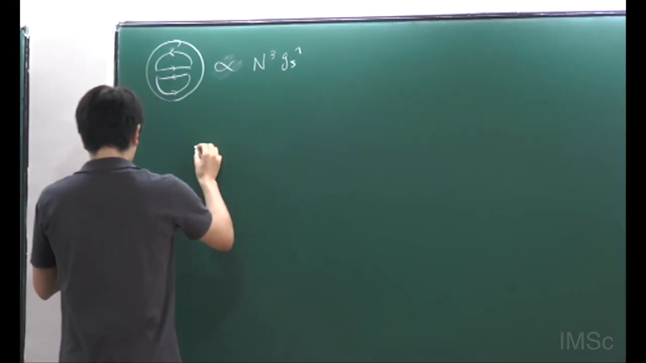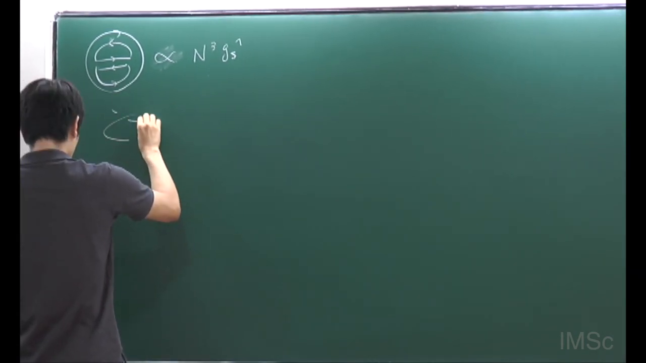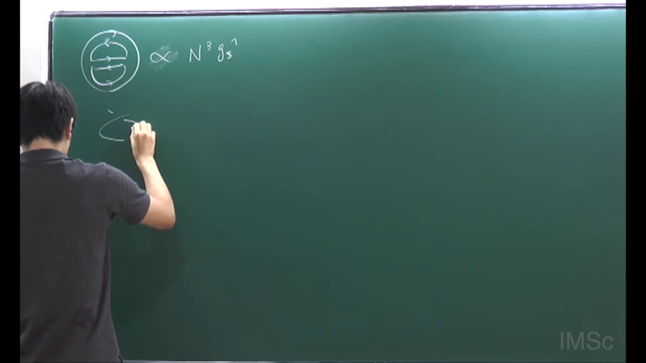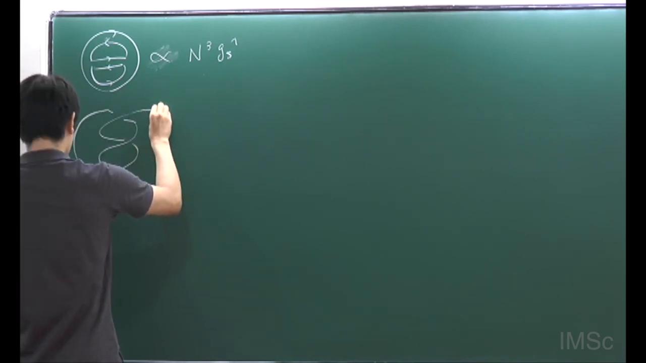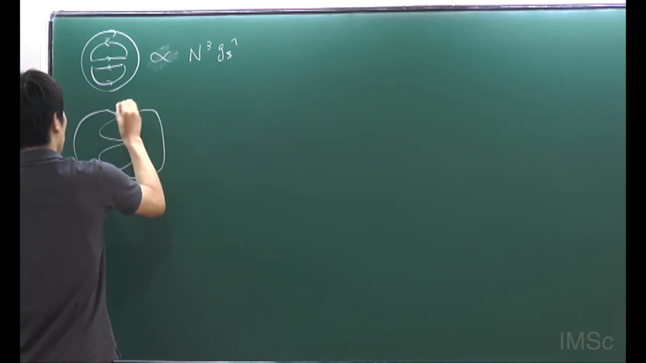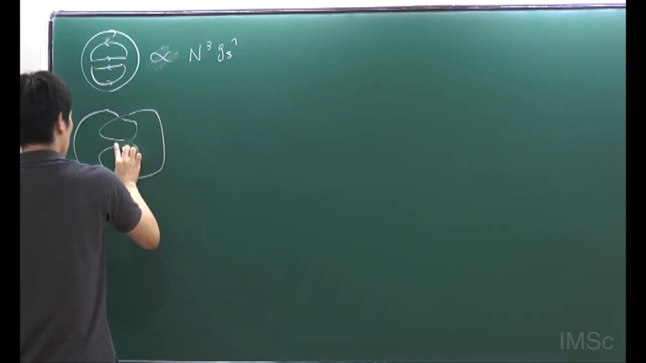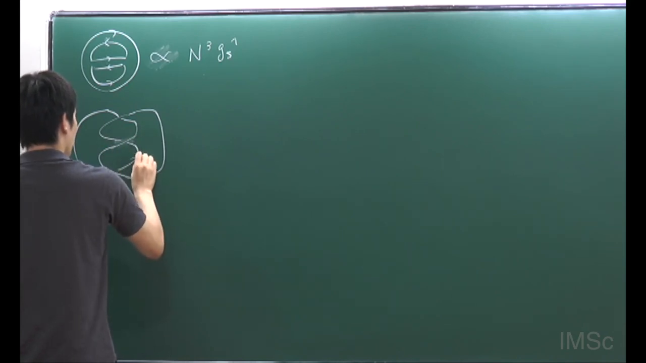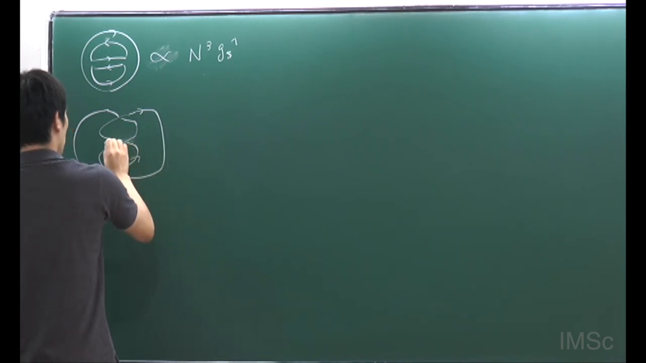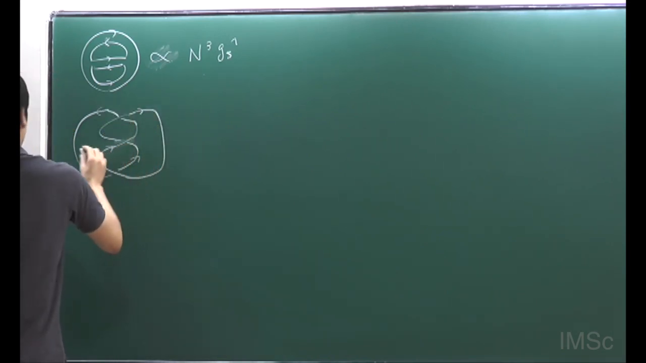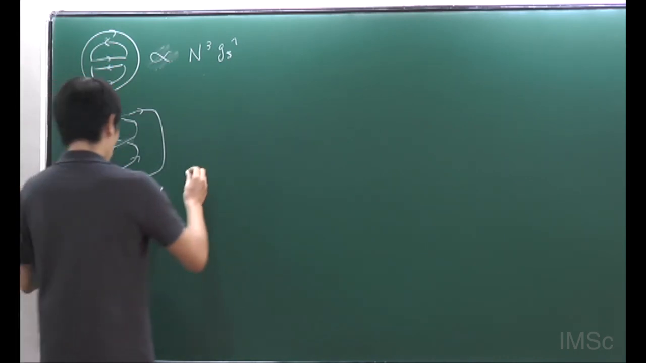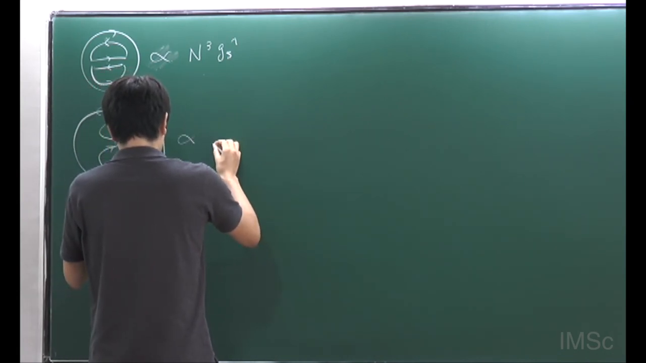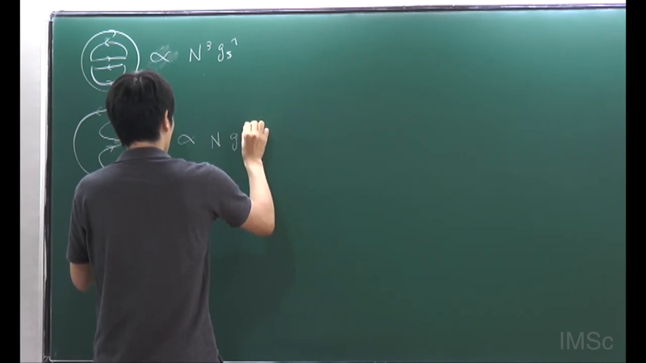As most people working on AdS/CFT know, you can consider the following graph. So this is a fat graph, but you cannot put it on a sphere. So this fat graph can be put on a sphere, whereas this cannot. And if you do the same thing, what you get is proportional to N g_s to the 1.